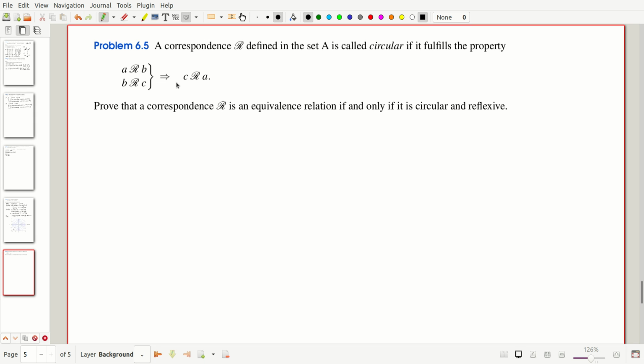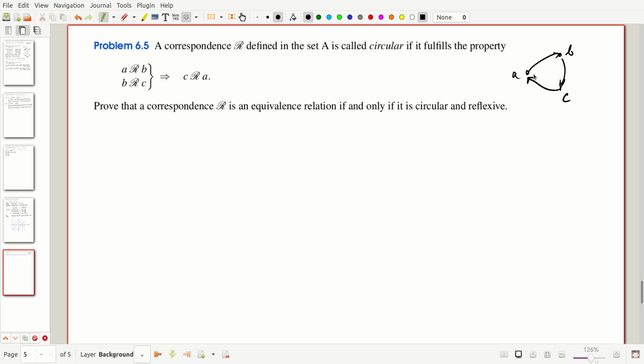This is pretty much similar to the transitivity property, because the transitivity would say if A is related to B and B is related to C, A is related to C. However, here we have the reverse relation. That's why it's called circular. A related to B, B related to C, then C is related to A. So it's like you have A, B, and C here, okay? If A is related to B and B is related to C, then C is related to A. This is what a circular correspondence means.